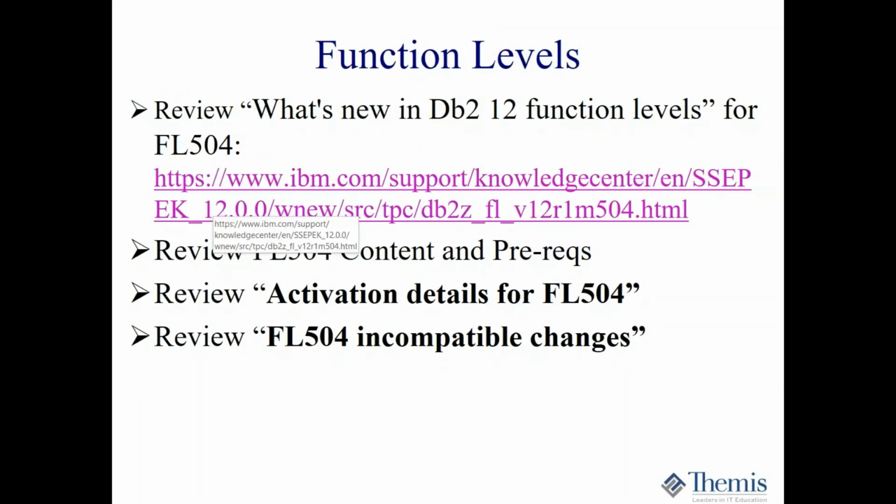When you're looking at function levels, please note in my favorite link, I've got it on the tabs in my browser, IBM Knowledge Center. Under the heading in the table of contents, you'll have what's new in DB2 function levels. And it lists each of the function levels from modification function level 100, 500, 501, 502, 503, 504. 505 and 506 is now available. Okay. Please review those carefully.